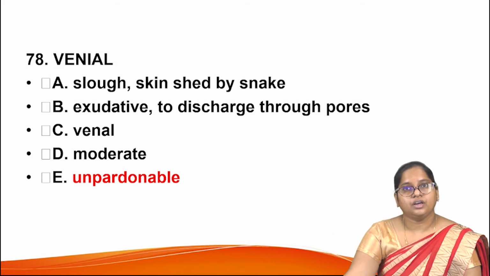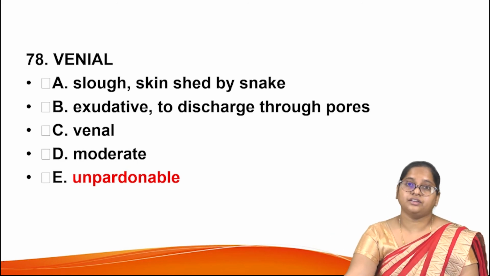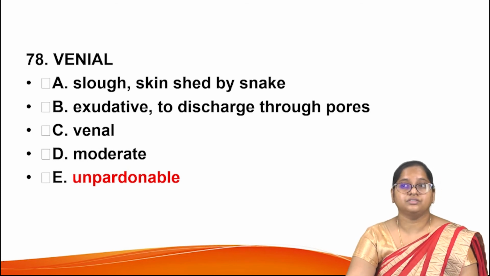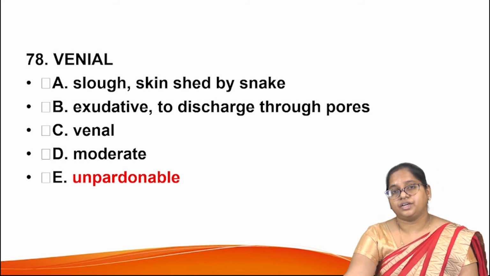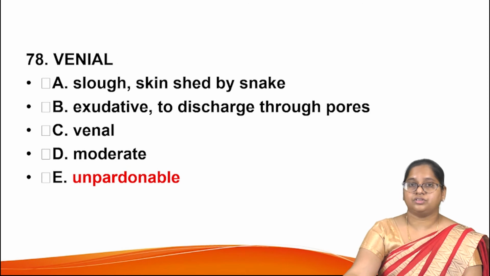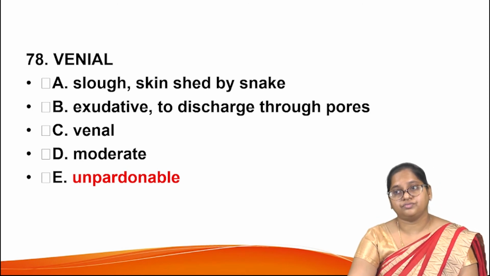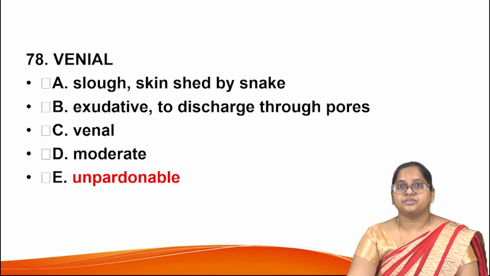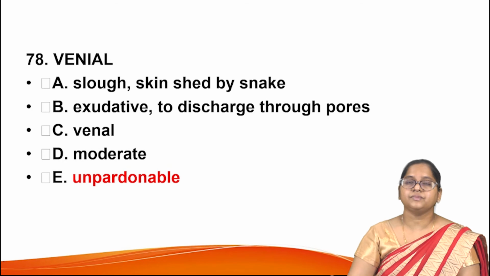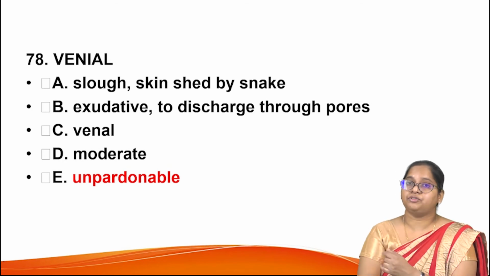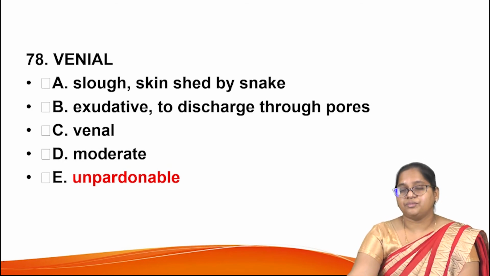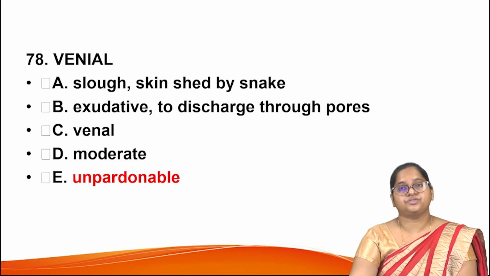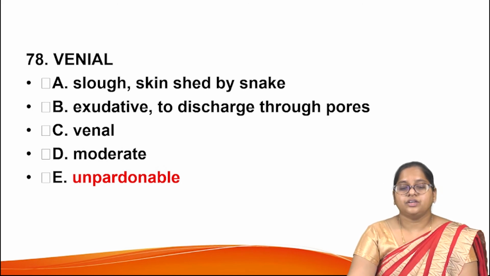So it could be a snake, and even when you see animals giving birth where they shed a lot of skin and scales, even that could be sloughs. So venial means something which can be forgiven, which can be accepted, which can be excused. So that is the sense.